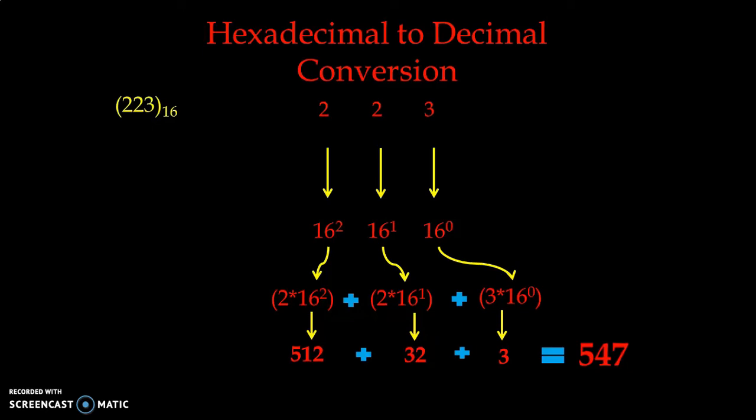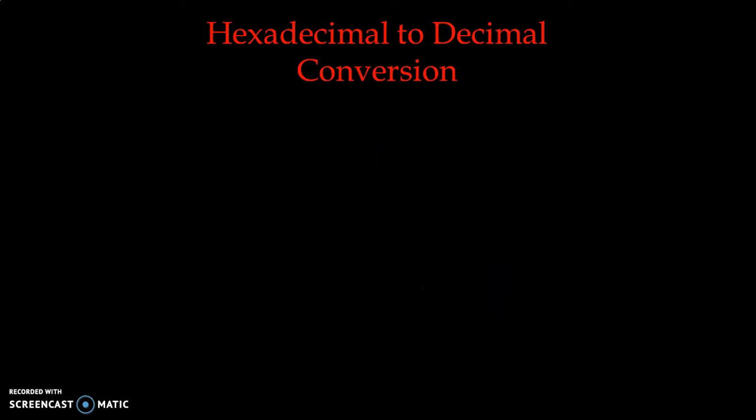We had 223, that was a hexadecimal number, and the equivalent value of that hexadecimal number is 547. So we can write 223 in the hexadecimal number system and 547 in the equivalent decimal number system. So this way we can do the conversion from hexadecimal to decimal. Let us take one more example, and then the conversion will be very easy for you.